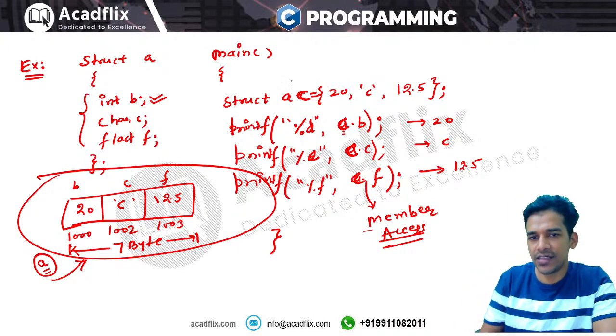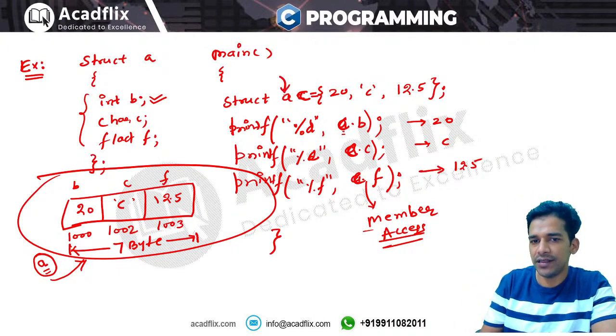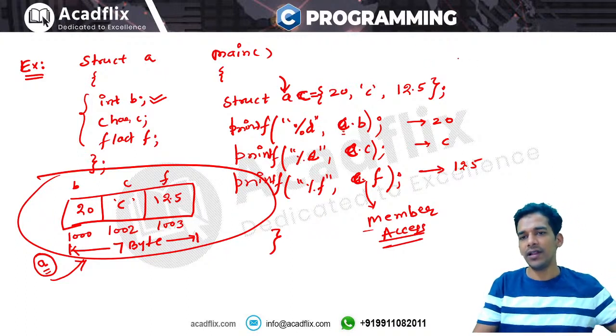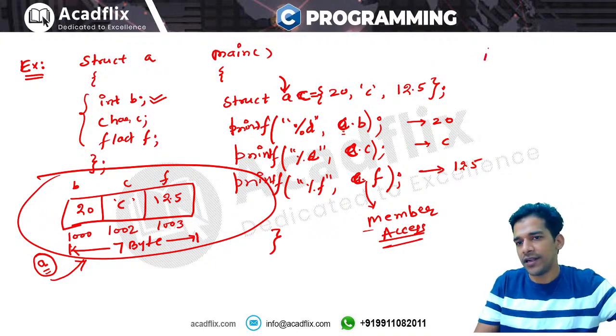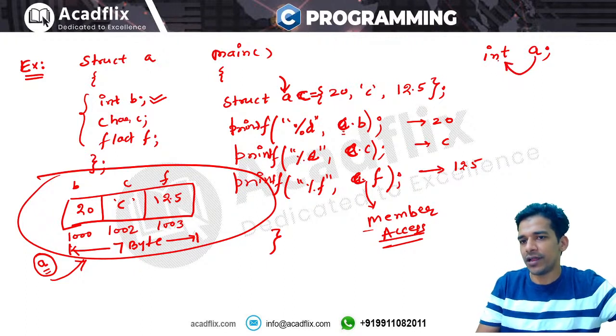So A is the name of the data type, just like integer, float, and character are all data types, right? If you want to declare a variable, how will you declare it? To declare a variable, you will define the data type. I want to declare a variable of integer type, right? So this is a variable A which is integer type. Just like that we can declare a variable of A type.